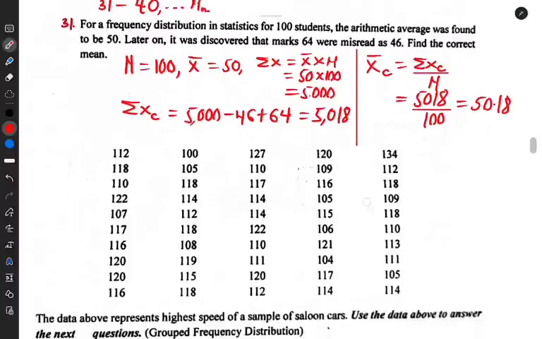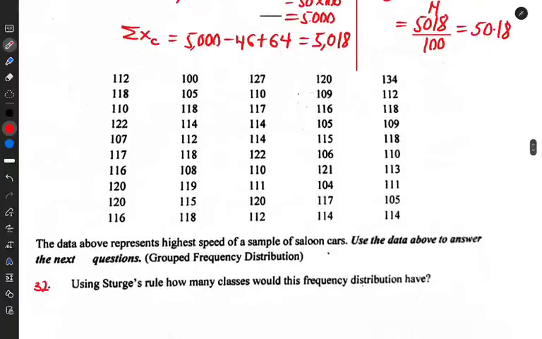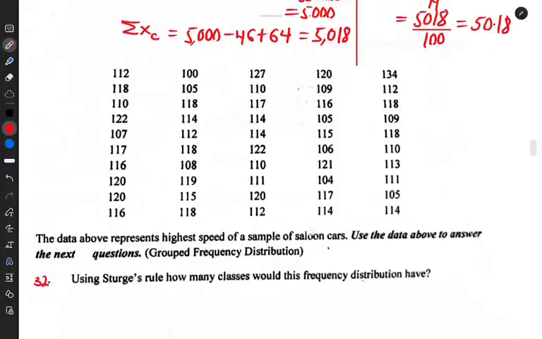So let's take note of that. Now let's move on to question 32. But before we read question 32 and answer it, we have been given a data and a preamble to read as well. The data above represent the highest speed of a sample of saloon cars. Use the data above to answer the next 18 set of questions. The following question is a group frequency distribution, so it's a group frequency thing that we're going to consider up here.